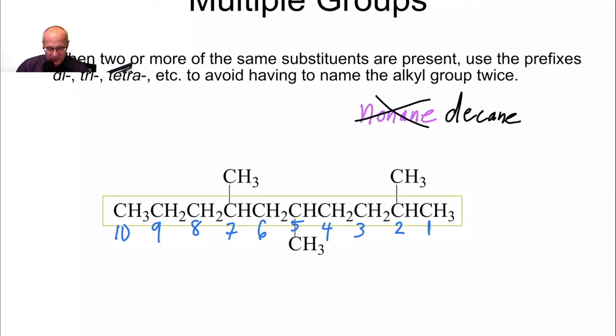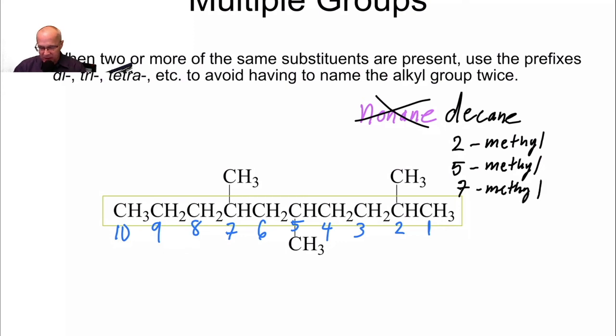Now let's put it all together. So it's 2-methyl, 5-methyl, 7-methyl. So we put everything together. It'll be 2, 5. Now, numbers are separated via commas. Numbers have to be separated with commas. So it should be 2, 5, comma 7 dash.